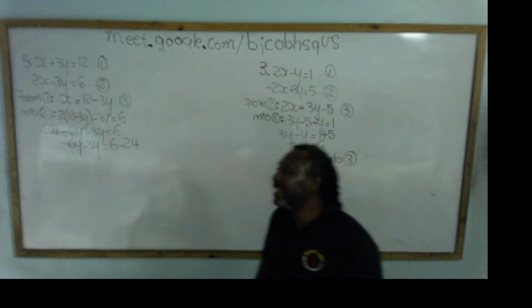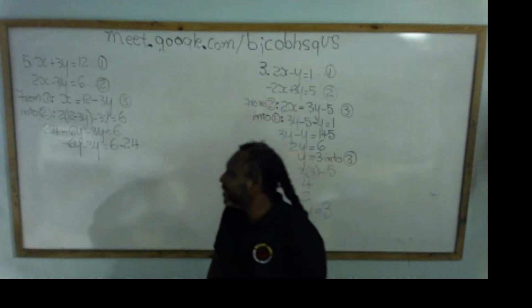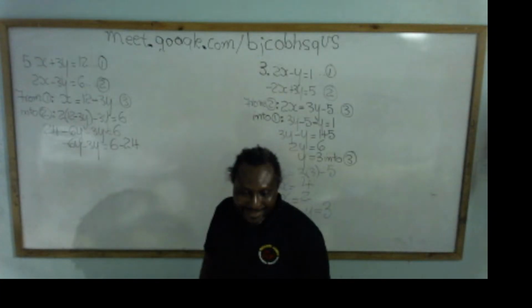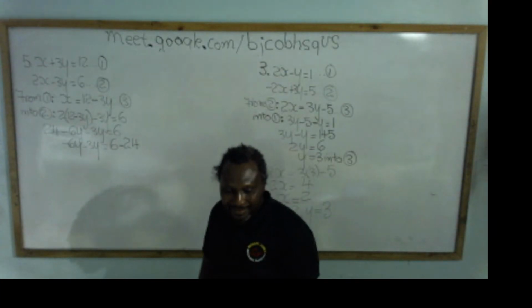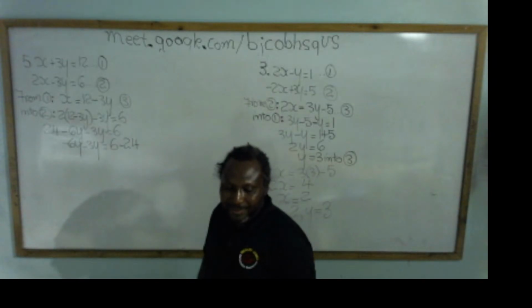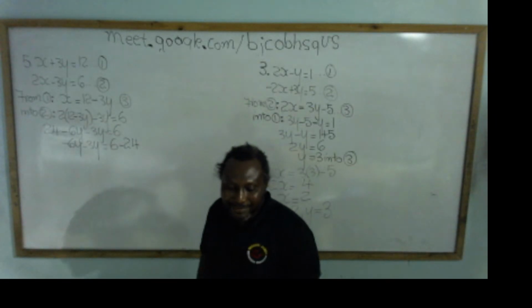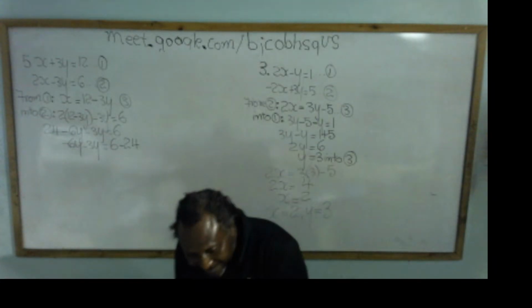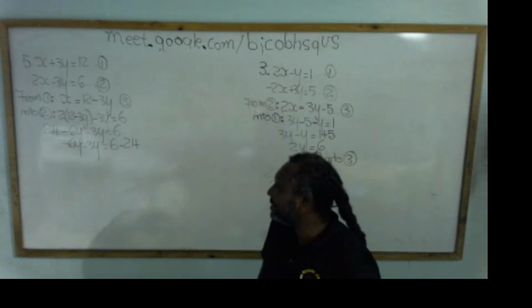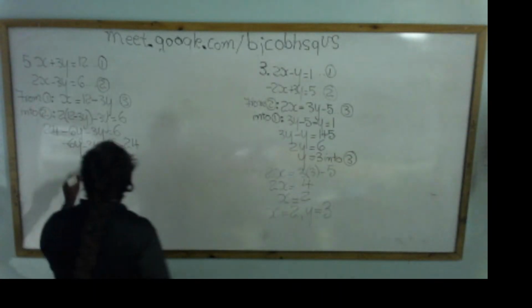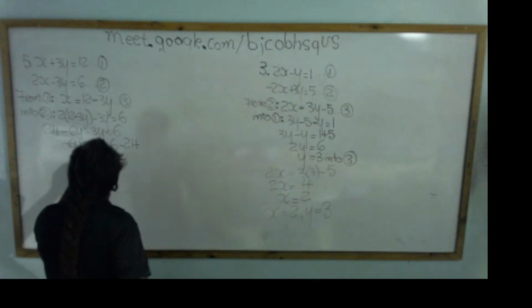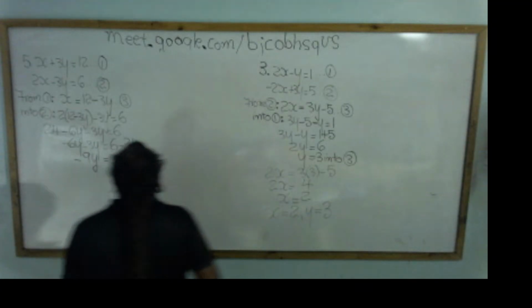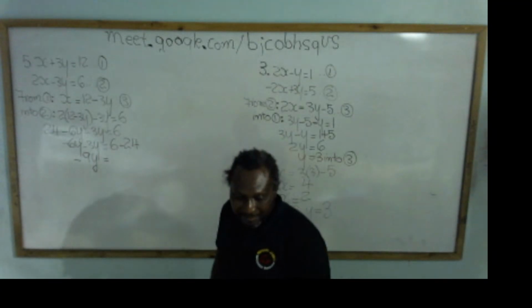What is negative 6 minus 3? Negative 9? That's fine. Negative 9y. And what is 6 minus 24?